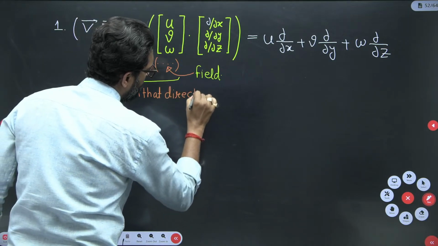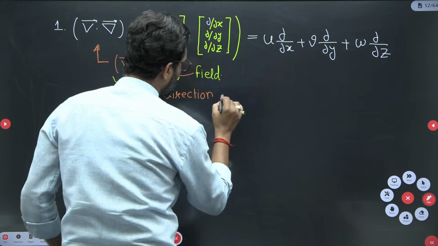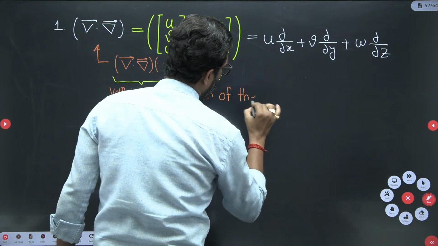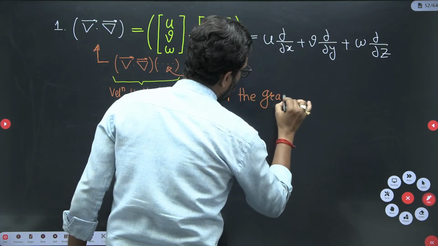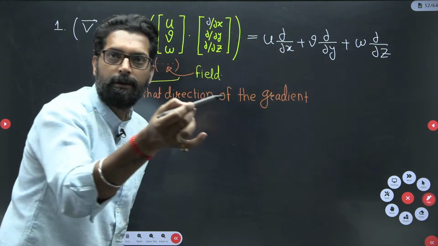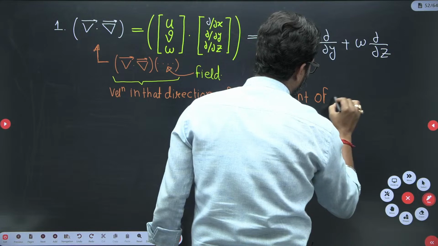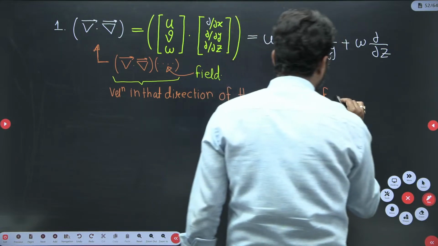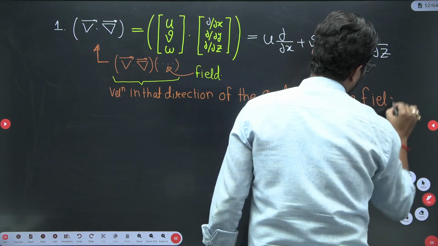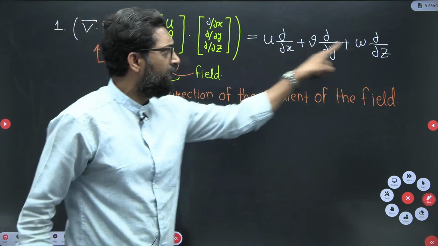In that direction, let's suppose u, in that direction of the gradient, of anything, of the field. That means the velocity in that direction, and this velocity is for the particle.